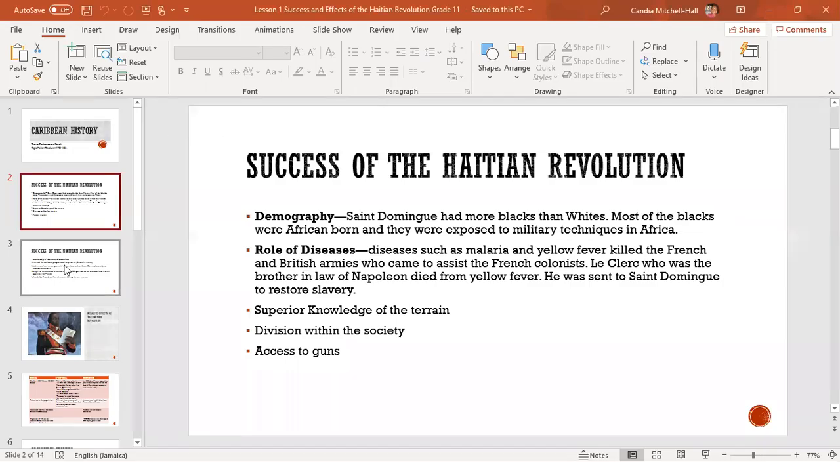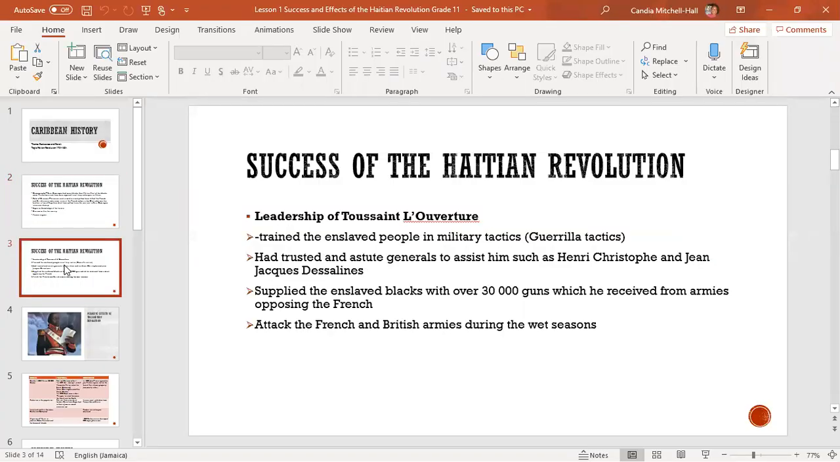Another thing we looked at in depth last week was the leadership of Toussaint Louverture. He trained the enslaved people in military tactics, one of those being guerrilla tactics. Also, he had very trusted and astute leaders, astute meaning skillful. When you are going to war, you must have somebody who has your back, and the two persons who had Toussaint's back were Henri Christophe and Jean-Jacques Dessalines.